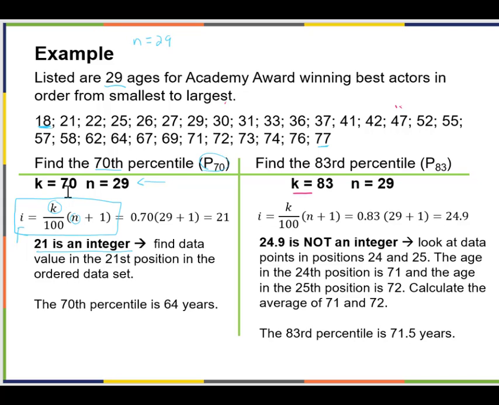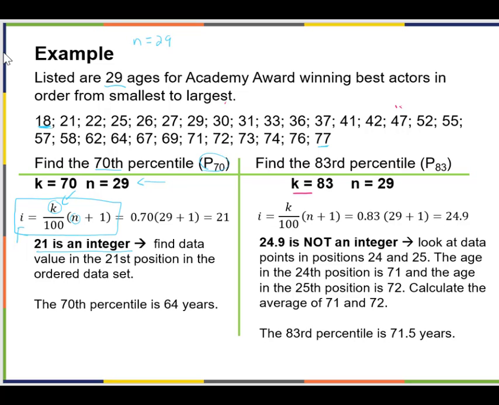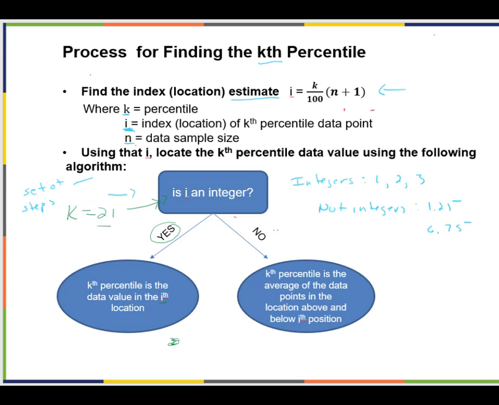So k is 70. So I have 70 over 100, which is 0.70. My n is 29, so I have 29 plus 1. And if you calculate 0.70 times 30, you get the value of 21. So we've calculated that i is equal to 21. And so now we have to look, is 21 an integer? It is, right? So we're going back here. This should say i is equal to 21. Is that an integer? Yes, it is.